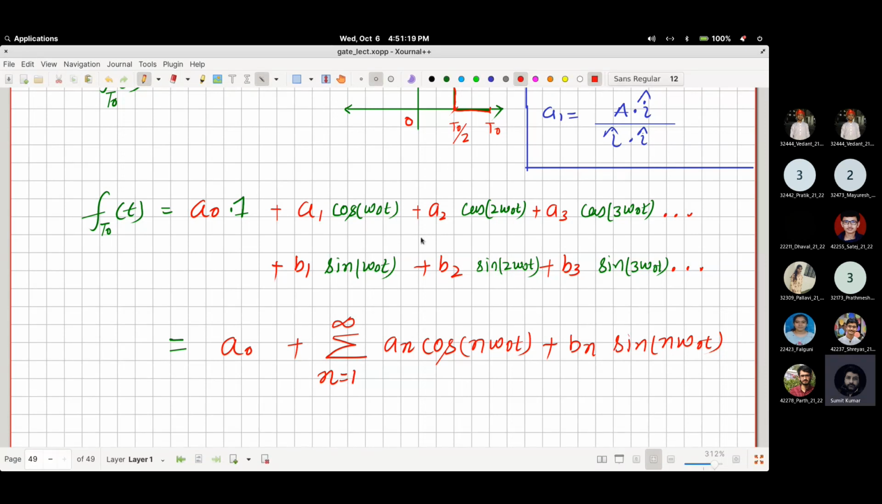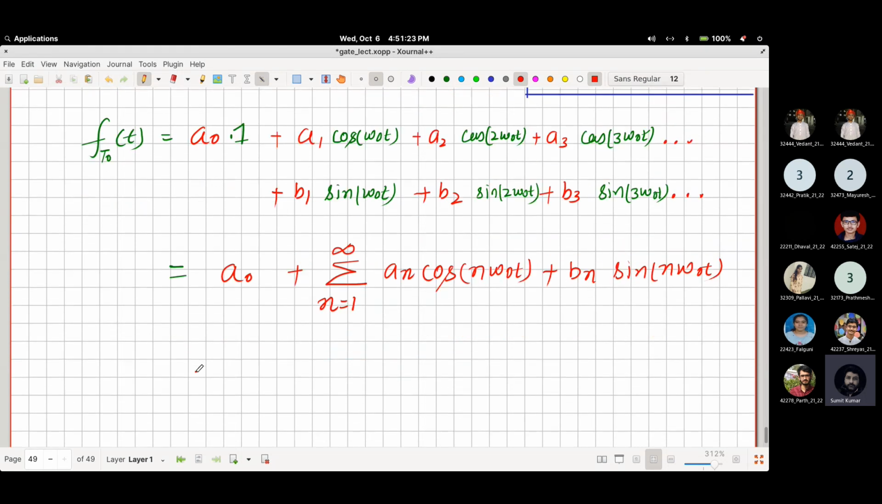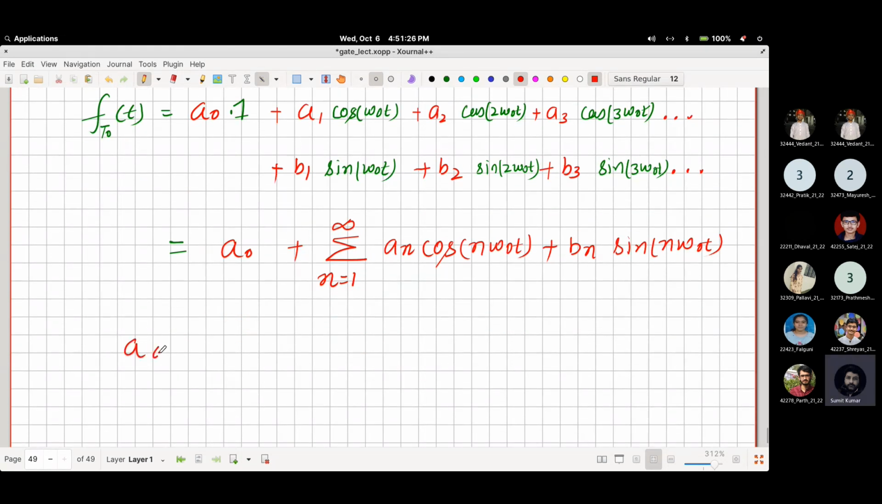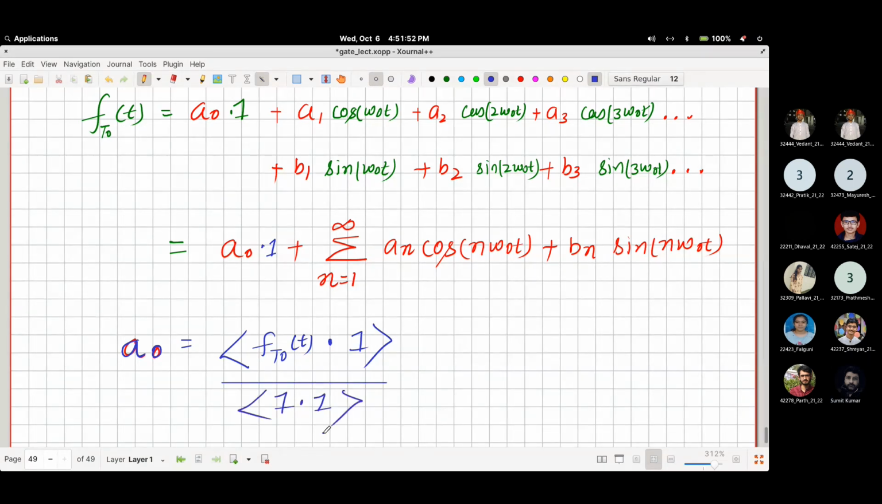And what will a naught be according to the formula I have just discussed? Our a naught will be the dot product of what? Let me write this in blue color. So a naught will be this f_t0(t) dot how much? It is with 1, so the basis vector here is 1. So a naught is f_t0(t) times 1, dot product, divided by 1 dot 1. This will be it, right?